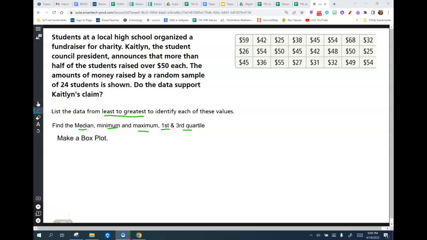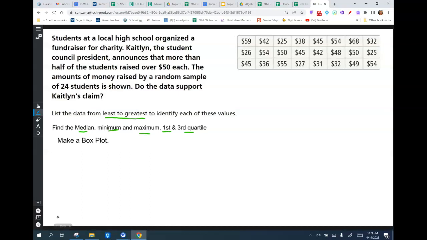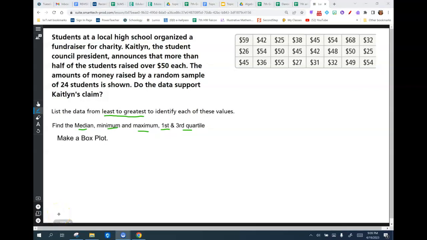So what we're going to do now, and you don't need to watch me do it, is we're going to take this data in this box right here, this whole box that is given to you, and write it in order from smallest to largest, and we're going to do that right now. And you're going to write it right up here, because we're going to make a box plot down below.